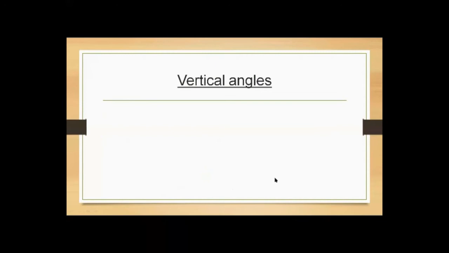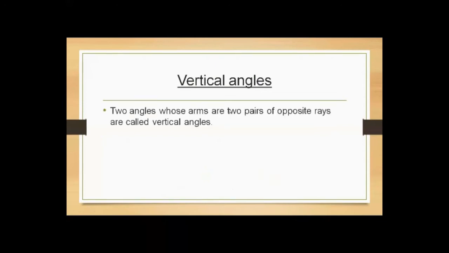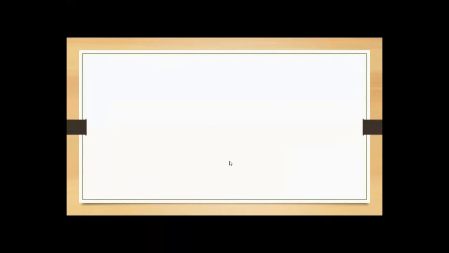Now the next one is vertical angles. What are vertical angles? Two angles whose arms are two pairs of opposite rays are called vertical angles. These are the vertical angles, and you see, students, CD is the first angle and AB is the second angle. Means two angles whose arms are the pair of opposite rays are called vertical angles. These angles are the vertical angles. They are opposite to each other and have a common vertex, so they are the vertical angles.